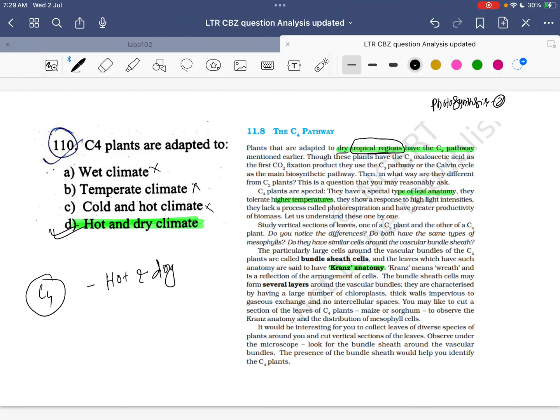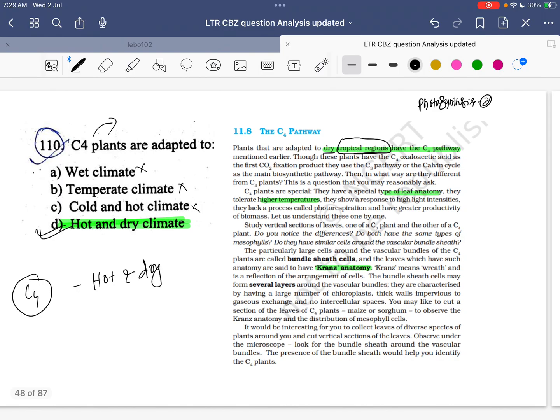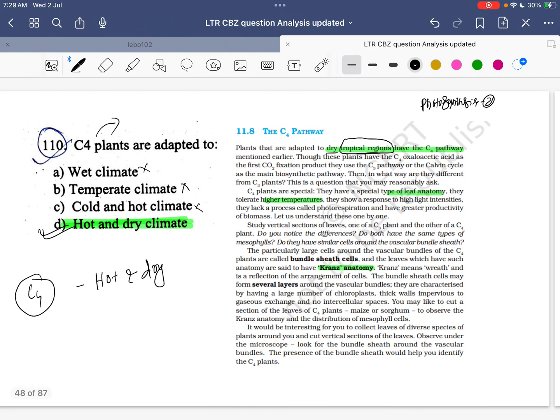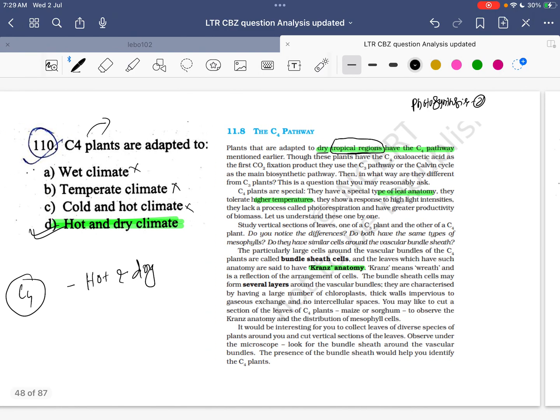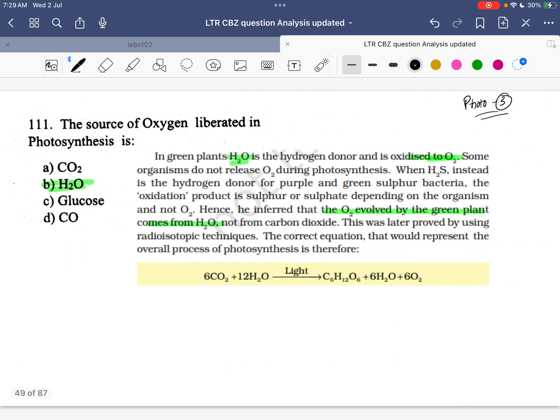There is a special type of anatomy seen in C4 plants, called Kranz anatomy. The Kranz anatomy came in the last exams. This question is about photosynthesis: the source of oxygen liberated in photosynthesis. If you see, the source of oxygen in photosynthesis will be water.